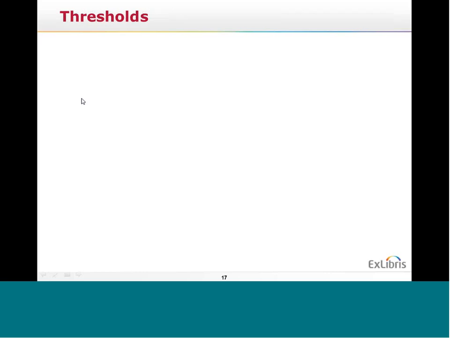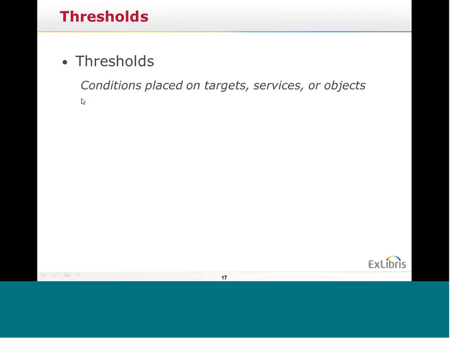SFX also uses conditions that are placed on targets, services, or object portfolios to ensure that users' requests can be fulfilled. And these conditions are called thresholds. SFX will only display a link in the SFX menu if that target, object, or service is available. And this availability is calculated based on your subscription to the target, object, or service, as well as the criteria defined in the threshold. Because objects are defined in SFX at the serial level, it's necessary to specify your library's coverage for those serial titles.